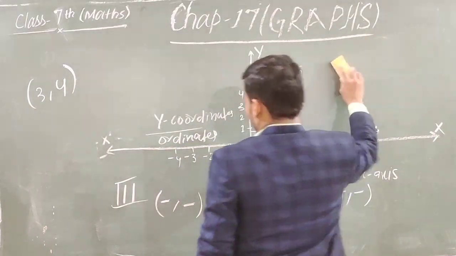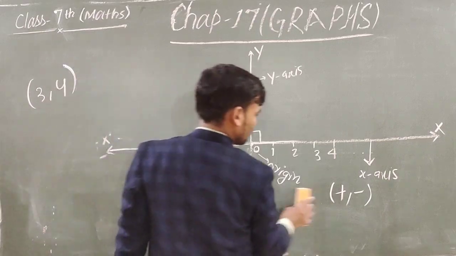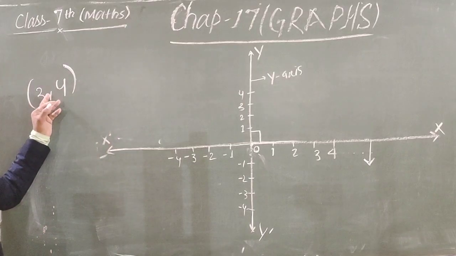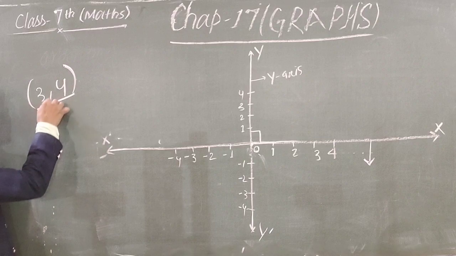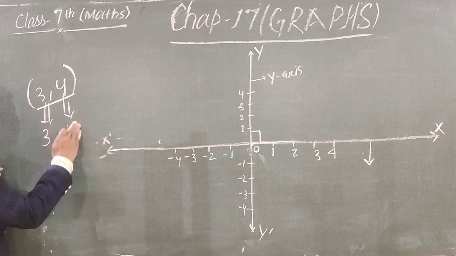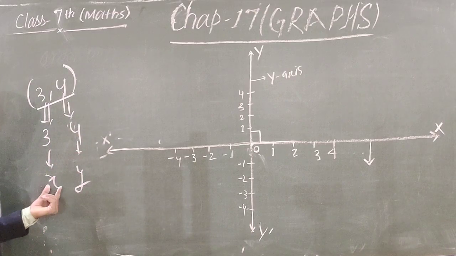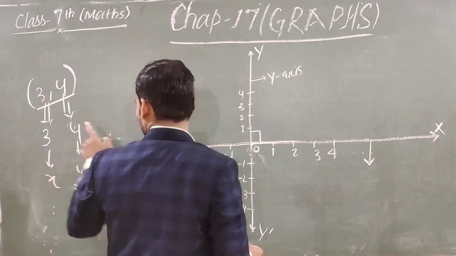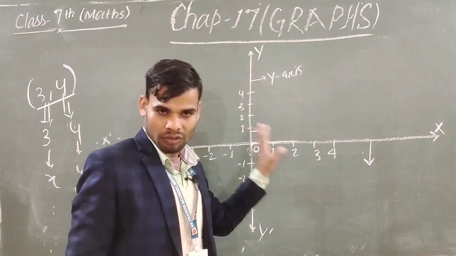So if I will ask you about this point 3 comma 4, now you see here, it will talk about this ordered pair. This is the x coordinate, that is 3, and this is the y coordinate, that is 4. 3 is the value of x and 4 is the value of y. So x coordinate 3 and y coordinate 4. So this point will lie in the first quadrant because x and y both are positive.